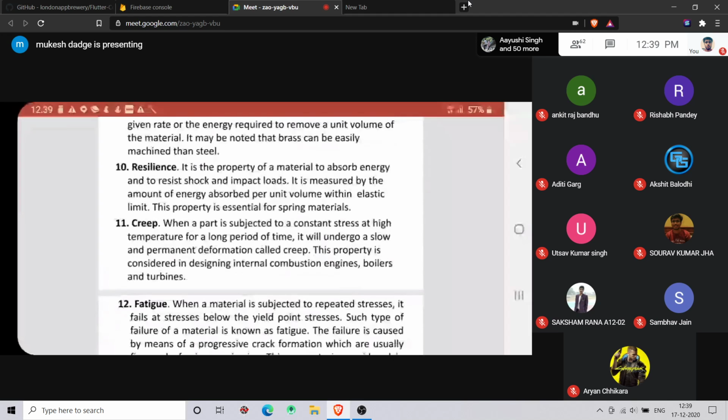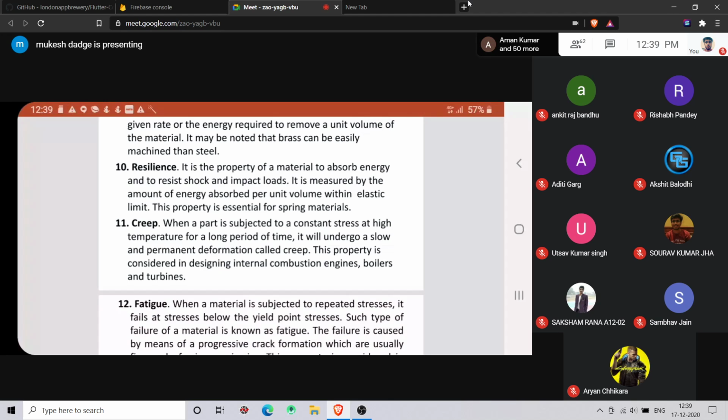Resilience. It is the property of a material to absorb energy or to resist shocks and impact loads, right? So there will be confusion between resilience and toughness, right? It is measured by the amount of energy absorbed per unit volume within the elastic limit, right? This is important if you compare toughness and resilience. Within elastic limit. This property is essential for spring material.